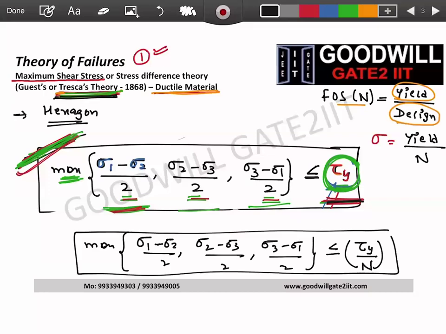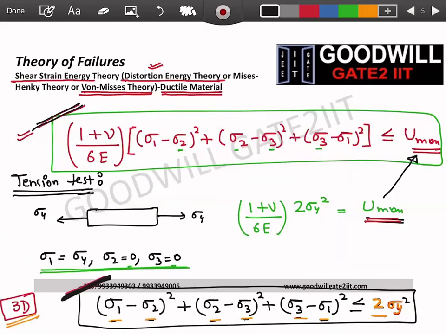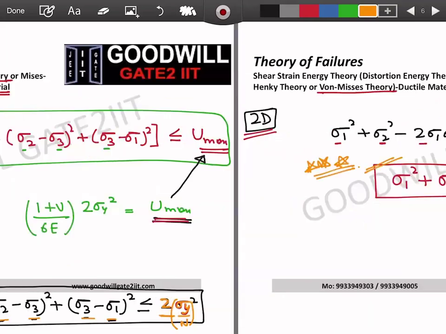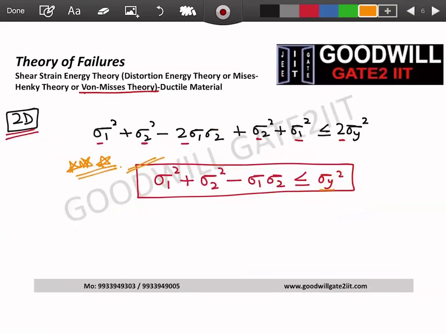If the factor of safety is 1, that means you're not bothering about anything. You're designing for yield stresses only. In exactly the same way, if you have a factor of safety given, it should be sigma y by n, whole square. And here also, it should be sigma y by n, whole square. So what you're doing is you're not designing your body for just the boundary.